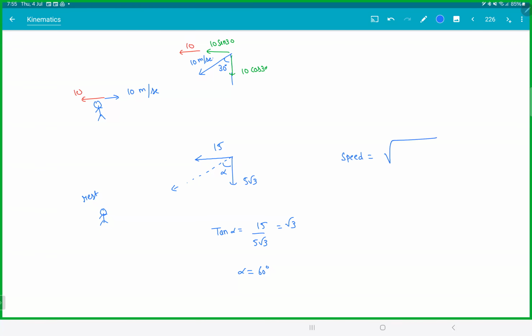Now, if they ask you speed, then you square them and add them. I didn't ask you that, but let's say if I ask you, that is 15 square and 5 root 3 square, that is 225 and 75. That would have been 10 root 3 meters per second. So he will start thinking the rain is falling at a speed of 10 root 3 at an angle of 60 degrees with the vertical. So you have to be careful which angle I'm asking, vertical or horizontal. Easy? This is a simple thing. You just stop the man and then you see the velocities.